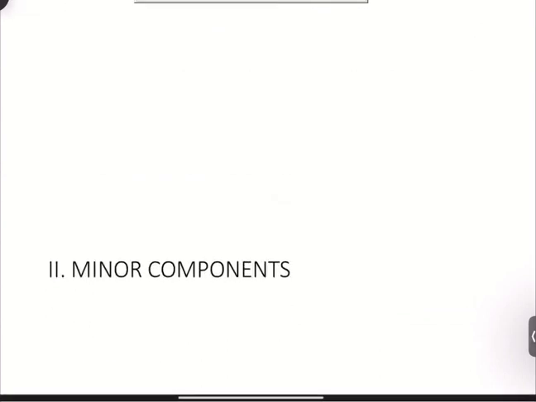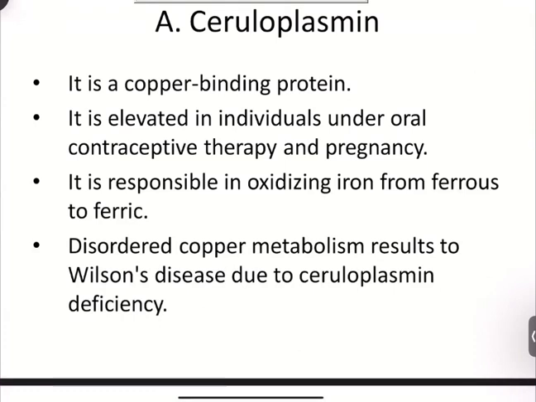Next, we have the minor components of your proteins. So you have first your ceruloplasmin. It is a copper binding protein. So when you're asked what is the metal binding protein, you have your ceruloplasmin. It is elevated in individuals under oral contraceptive therapy and pregnancy. It is responsible in oxidizing iron from ferrous to ferric. Disordered copper metabolism results to Wilson's disease due to ceruloplasmin deficiency.